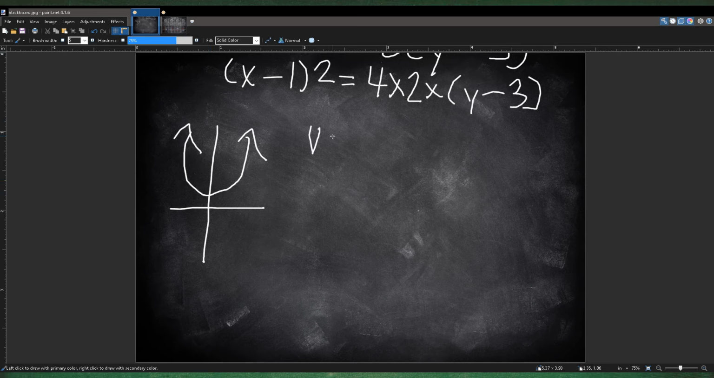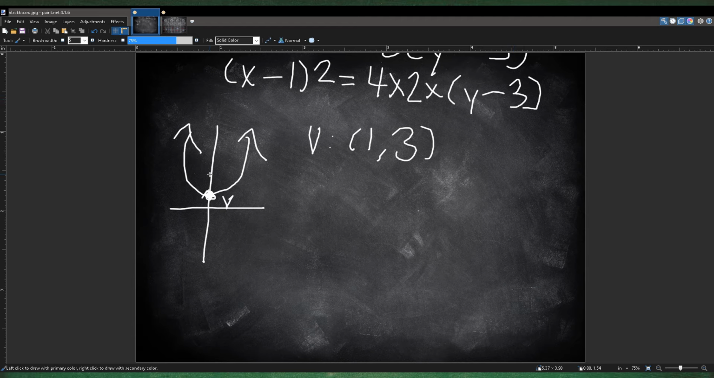Basically, to find the vertex, I'll represent it as v, which is right here. Let me make a circle right here. The vertex, the v, is basically just look at the x-coordinate and look at the y-coordinate. So the x minus 1 gets you the x-coordinate, which is 1. And the y-coordinate is 3. Because if you plug in 1 here, that makes 0, and you plug 3 in here, it's also 0. So that's how you get the vertex. It's basically just that simple.